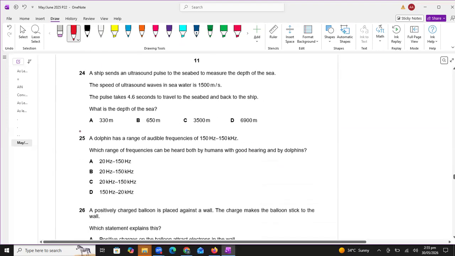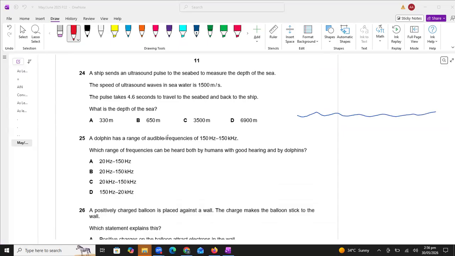Now let's have a look at question number 24. In question number 24, they are saying a ship sends an ultrasound pulse to the seabed to measure the depth of the sea. Let me draw the diagram here for better understanding. This is the sea, and this is the ship. The ship needs to measure the distance between the ship and the seabed. So the ship is sending the ultrasonic pulse. The speed of the ultrasonic waves in water is 1500 meter per second. The pulse takes 4.6 seconds to travel to the seabed and back to the ship.